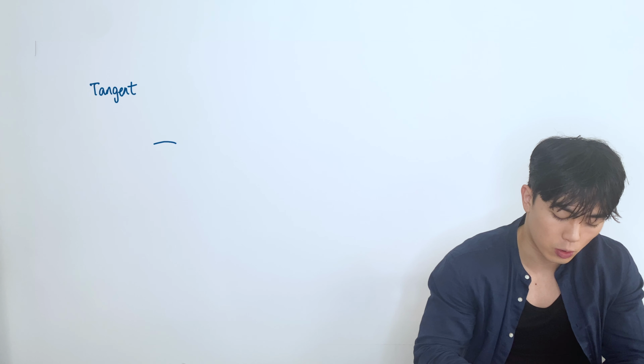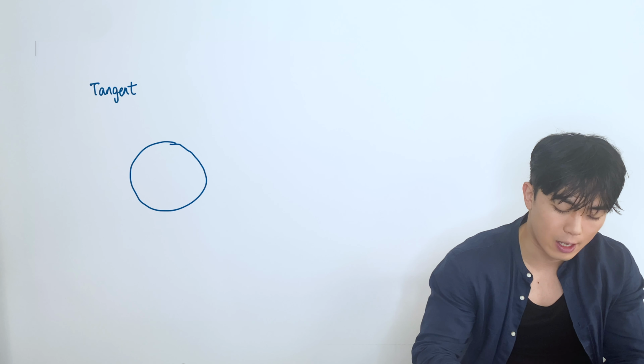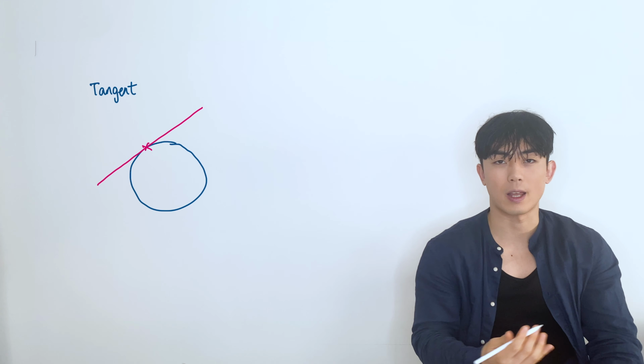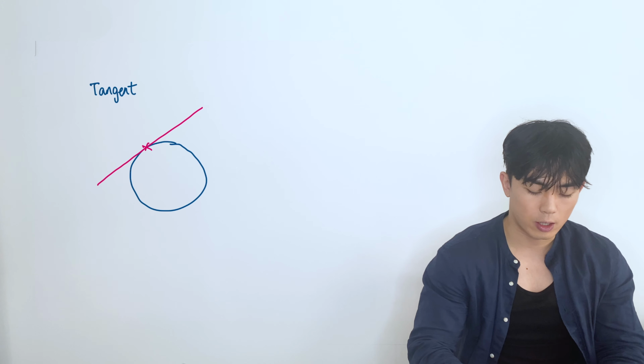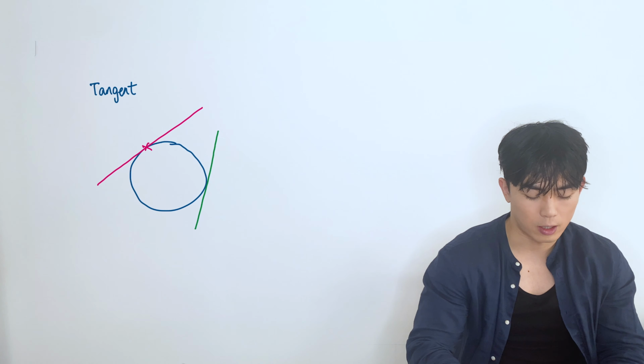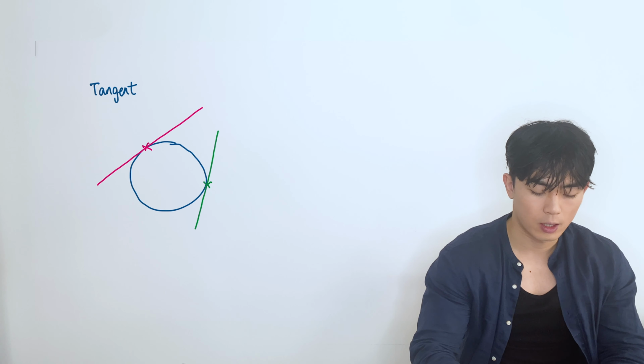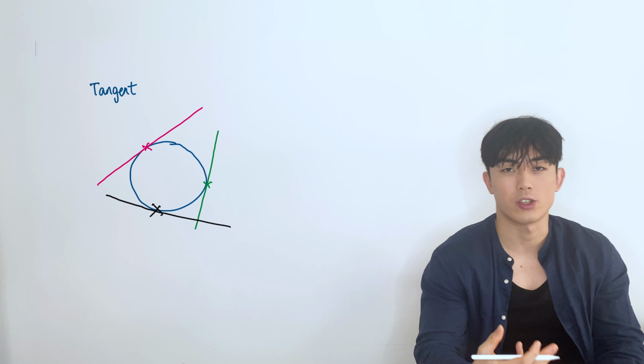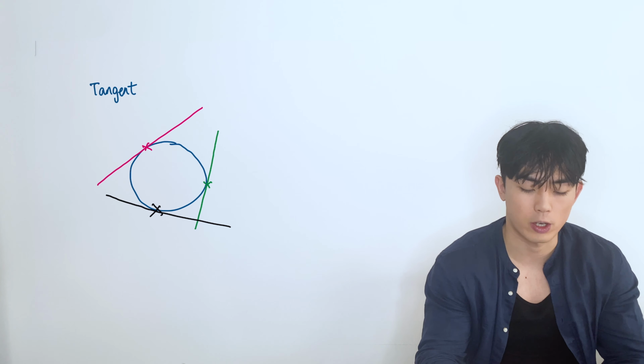Okay, so if I was to draw a circle like this, a tangent is a straight line which just crosses the circle only one time, like this. Another tangent line could look something like this, only touching once. And another one could maybe look like this. These are all tangent lines, and they're all a straight line equation.